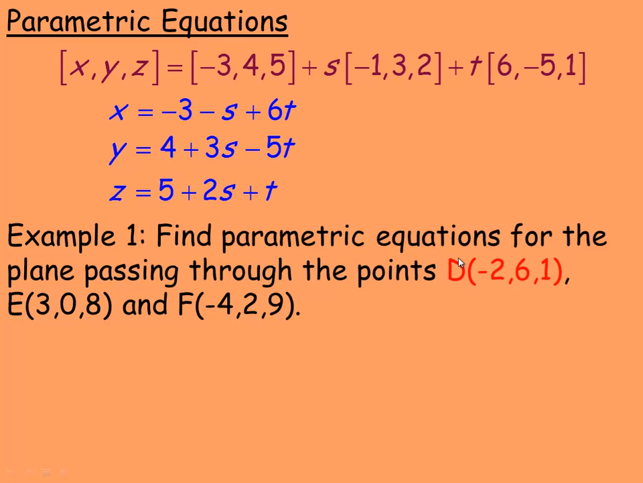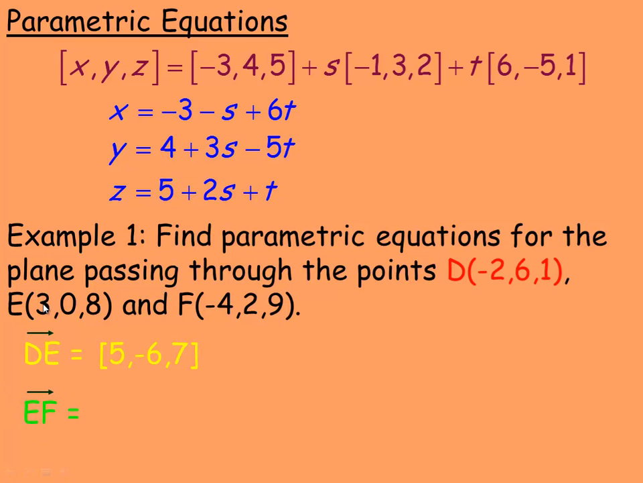In this first example, we're asked to find parametric equations for the plane passing through these 3 points. So to find parametric equations or vector equations, you need two vectors in the plane, or parallel to the plane. So we could find, for example, the vector DE, so the vector that goes from D to E. And remember, you subtract the coordinates. So 3 take away -2 is 5, 0 take away 6 would be -6, and 8 minus 1 would be 7. So those are the components of vector DE.